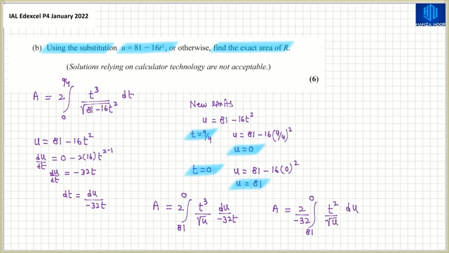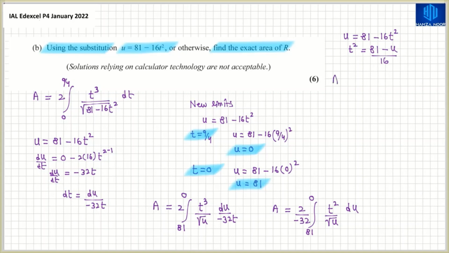So as we can see that t square is still existing in the numerator. We need to eliminate this, and for that purpose we will use the substitution and make t square the subject. So I'm continuing the working on the top. As we know that u is equals to 81 minus 16 t square, therefore if we make t square the subject, this will be equals to 81 minus u completely divided by 16. So in place of t square, we can write 81 minus u completely over 16.